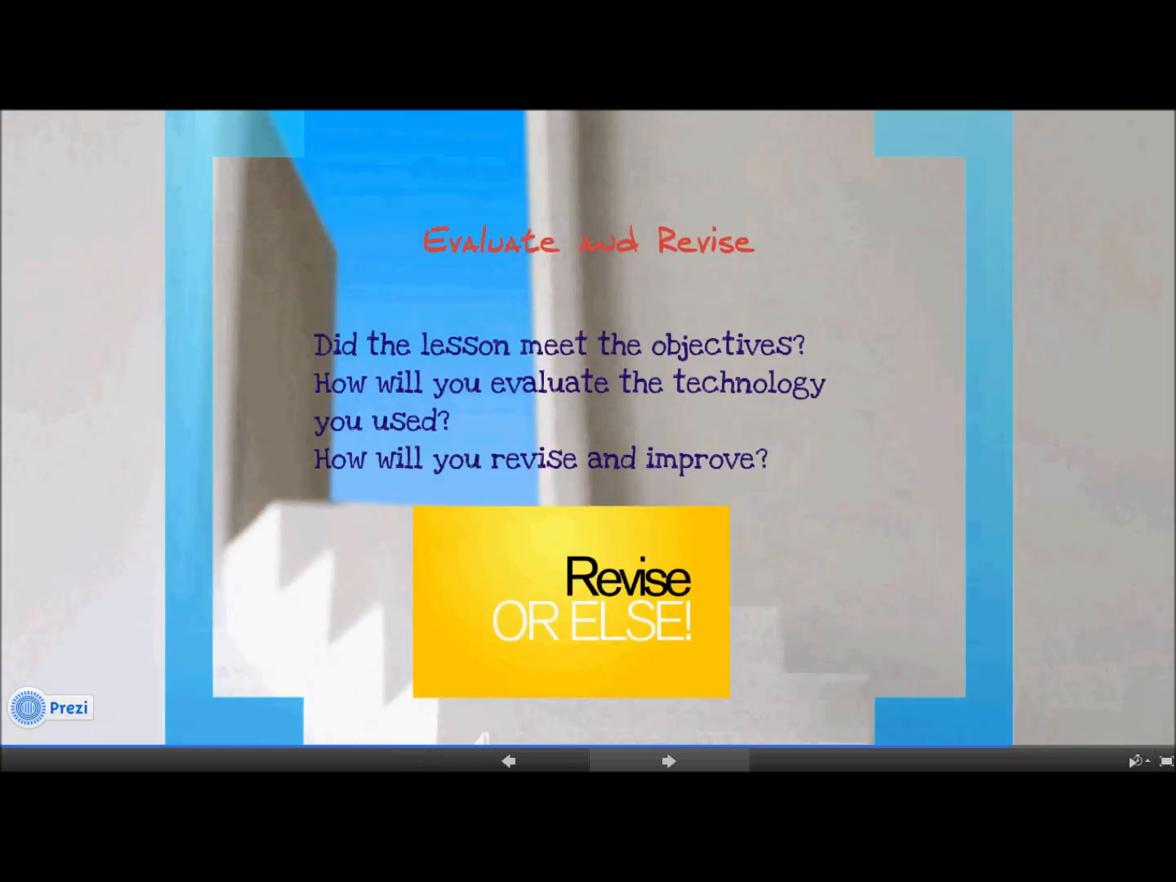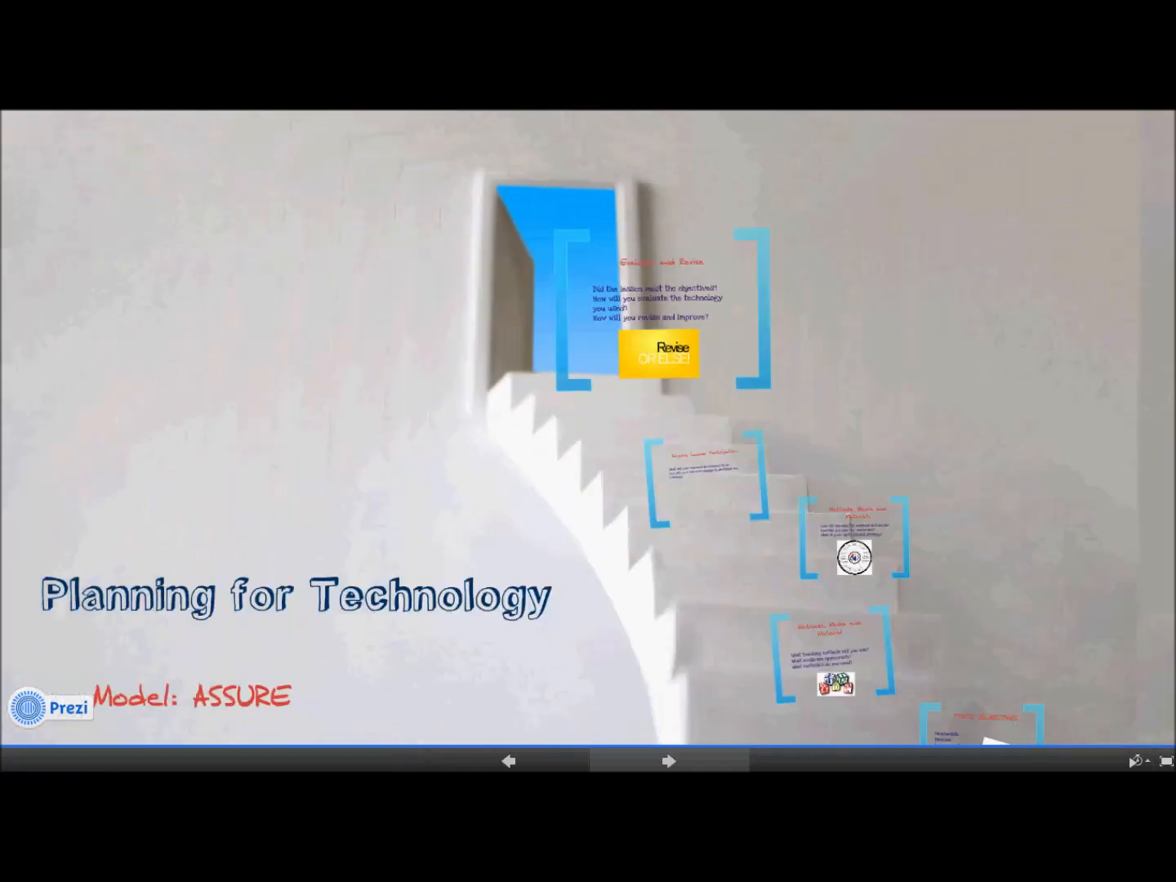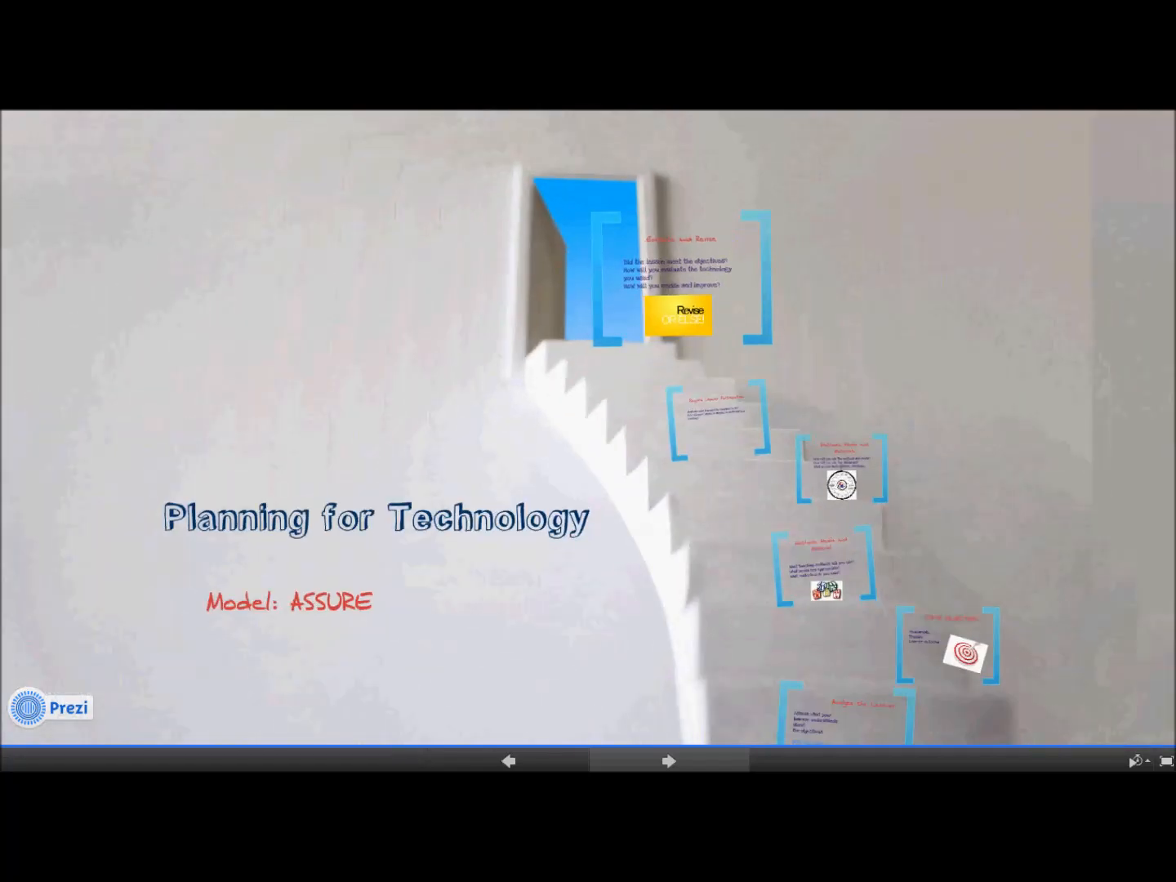And then finally, you want to evaluate your lesson. You do it a little bit beforehand just to make sure that you've covered all of your bases. But after a lesson, you need to reflect. Did the lesson meet the objectives? How will you evaluate the technology that you used? How can you revise and improve that lesson plan so that the next time you have students and you use that lesson, you can make it better? And that's how you plan using the Assure model.